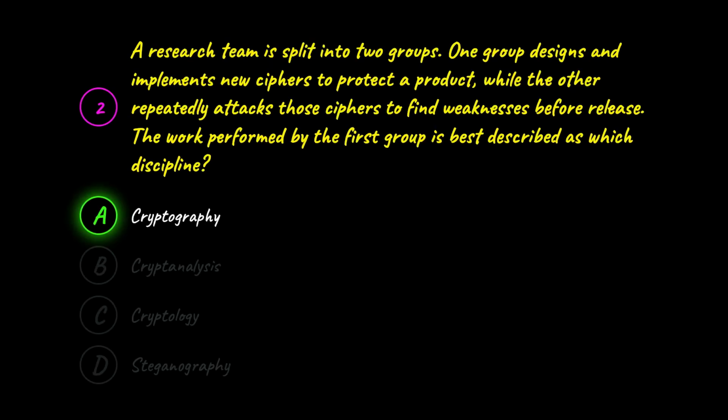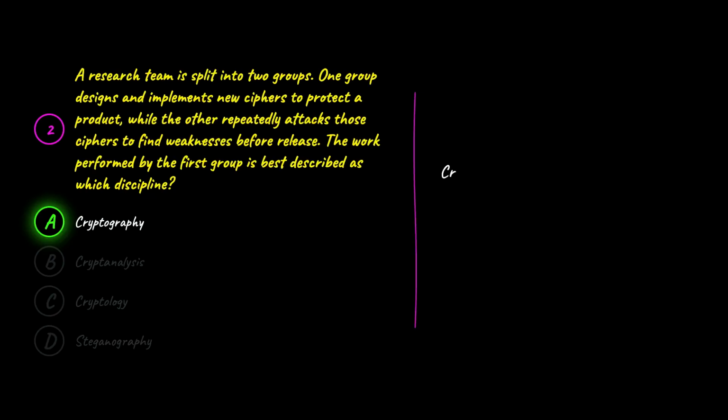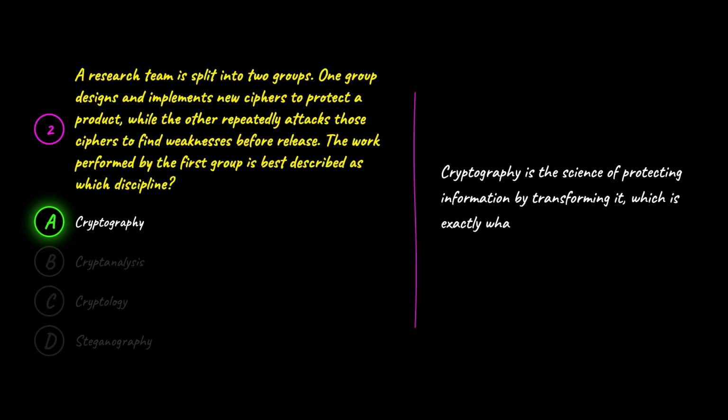The correct answer is A. Cryptography. A is correct because cryptography is the science of protecting information by transforming it, which is exactly what the design and build group is doing. These are the builders of the field.